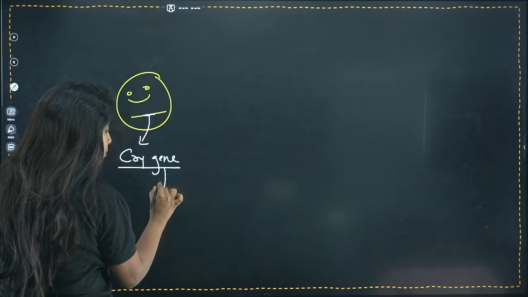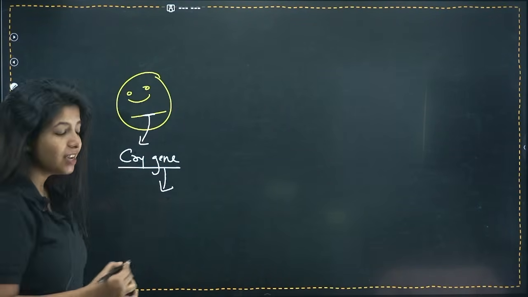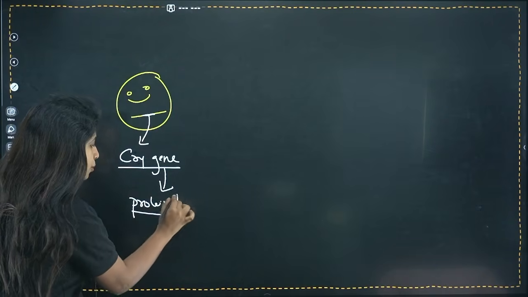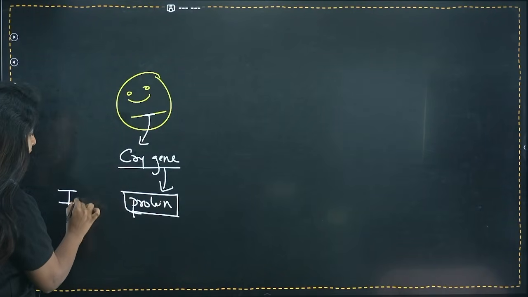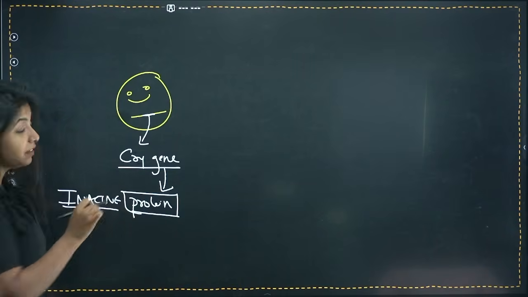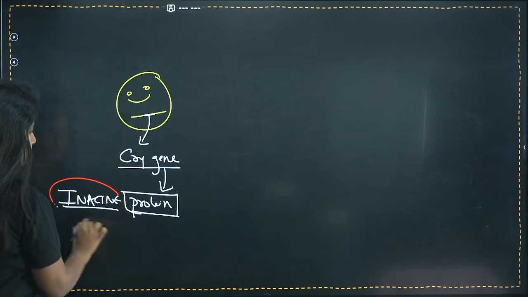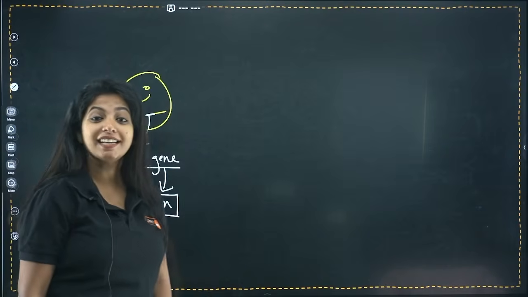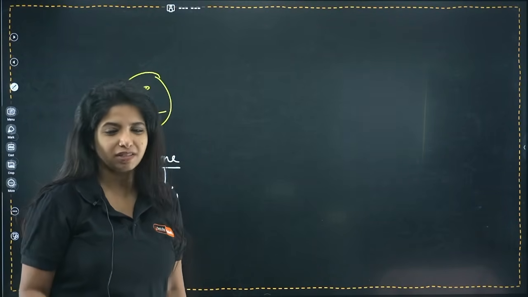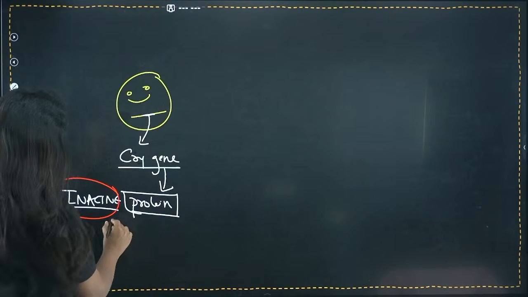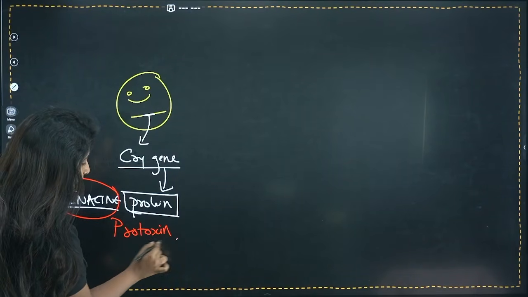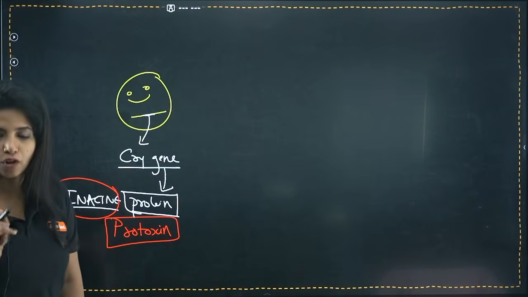And you know, genes are responsible for production of what? Proteins. So here also a protein is being produced. But this protein which is being produced over here is inactive in nature. Always remember that. This protein is actually a toxic substance, but since it is inactive, you will now call this a protoxin. That means it is not the active version of the toxin, it is just a protoxin.